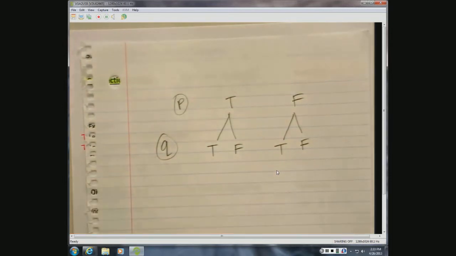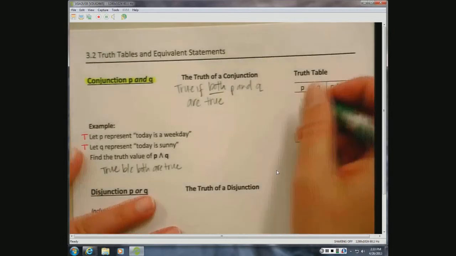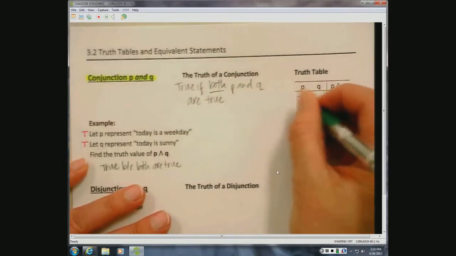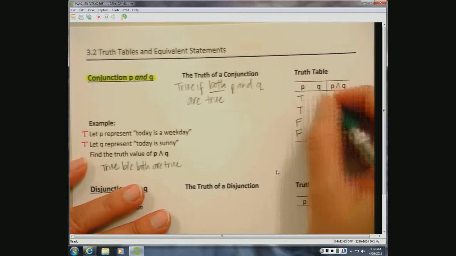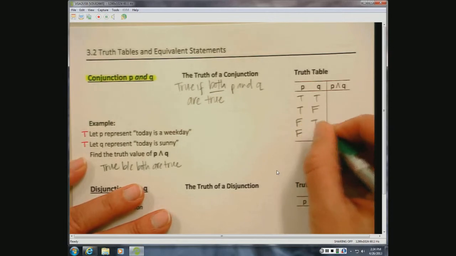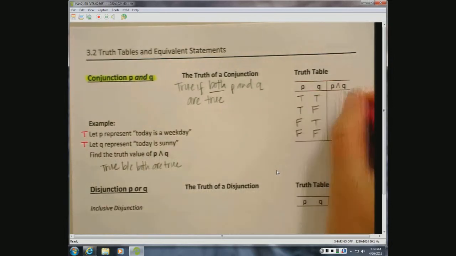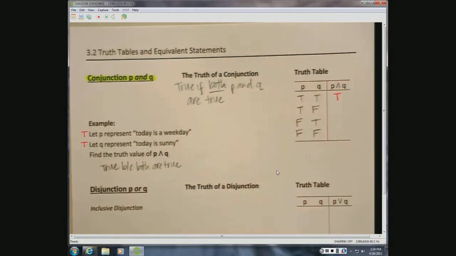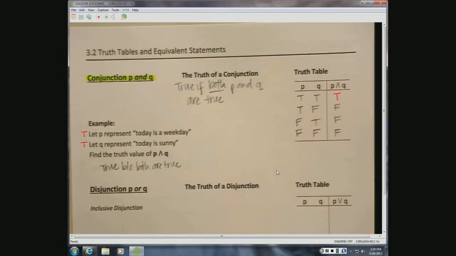Falseness. Is that even a word? I don't know. Okay, so we're going to make a truth table. Half of the time, P is going to be true. The other half, P is going to be false. Well, if P is true, Q could also be true, or Q could be false. If P is false, Q could be true, or Q could be false. Now, for this statement P and Q to be true, we need both to be true. Otherwise, this is false, false, and false.